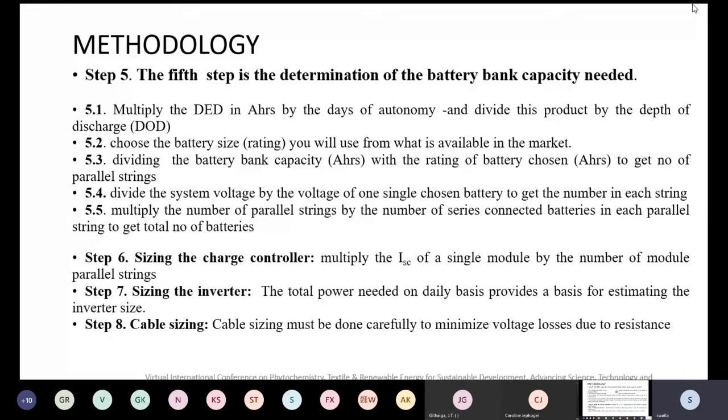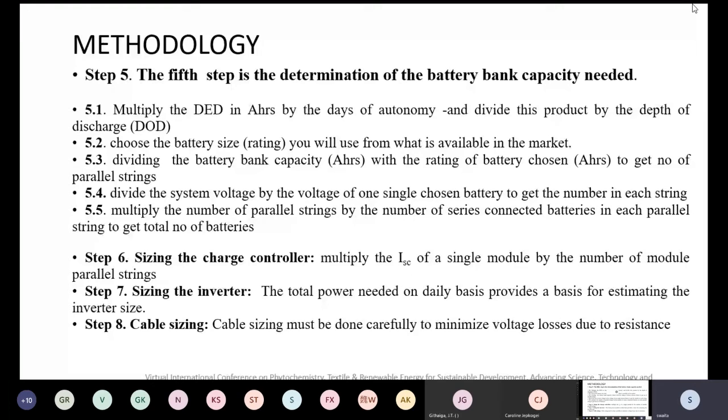So we divide this by the depth of discharge. We call it DOD. Go to the market, choose the right sizes of the batteries that you need. And when you want to determine the number of batteries in parallel strings of the battery, you divide the battery bank capacity you have obtained up there by the rating of one battery in ampere hours.